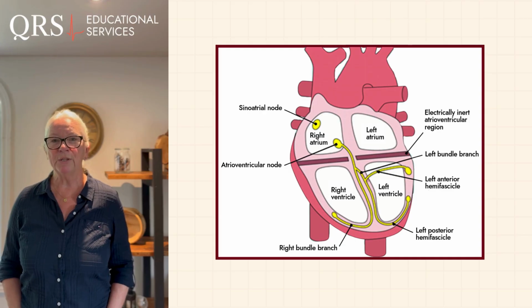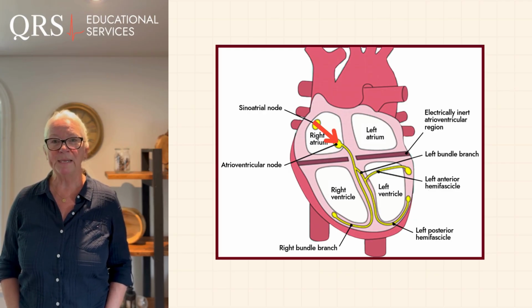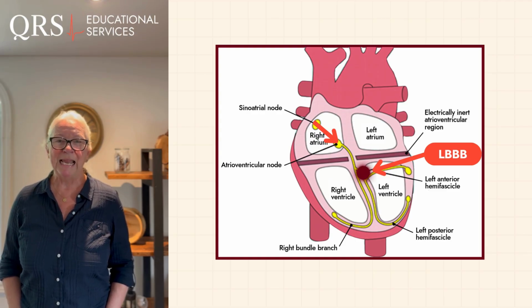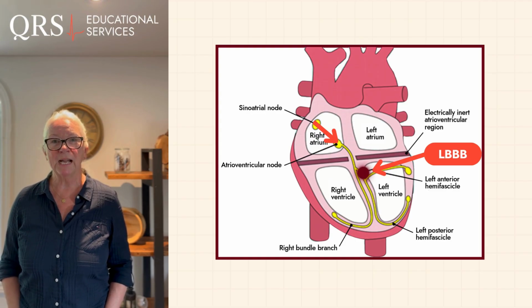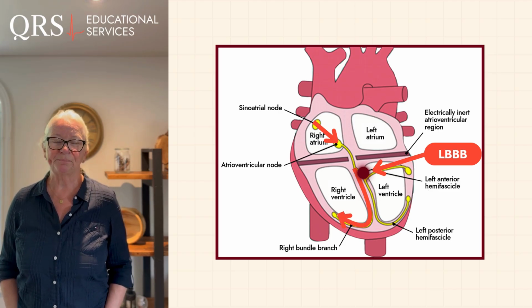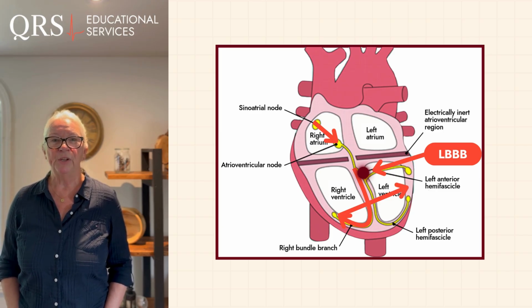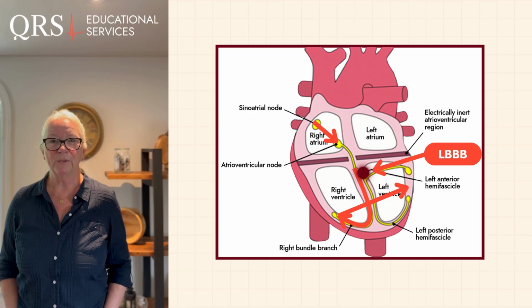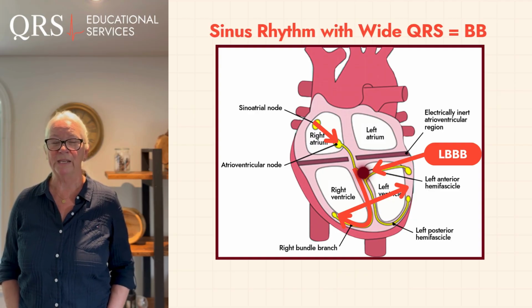So in a bundle branch block, the problem isn't with the sinus node or the AV node. The problem is down within the ventricle. Either the left or the right bundle branch is blocked, and it's now going to take more time for the electricity to travel through the ventricles. Because of that conduction delay, the QRS complex will be wide. So a sinus rhythm with a wide QRS complex is your clue.